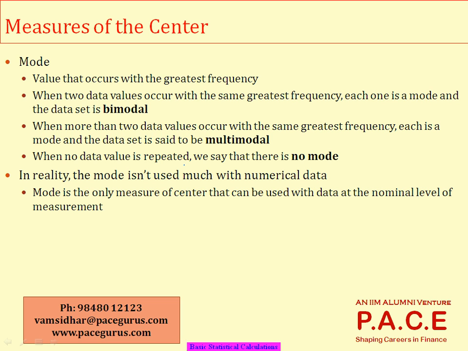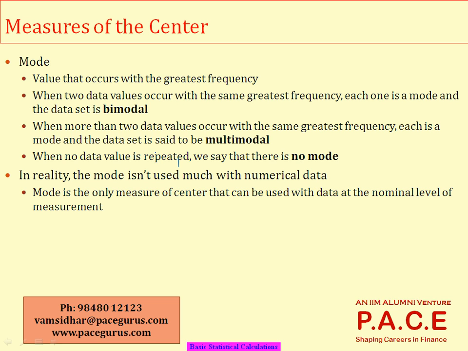But what is the problem with this? In some cases, there could be two different values that come with the same, greatest frequency. Let's say there is a number 10 and a number 20, each occurring 10 times in the data. Then that particular data set can have two modes.